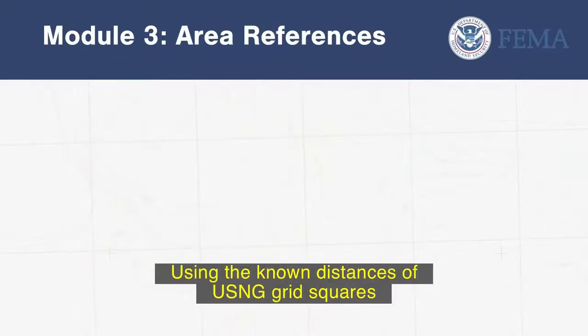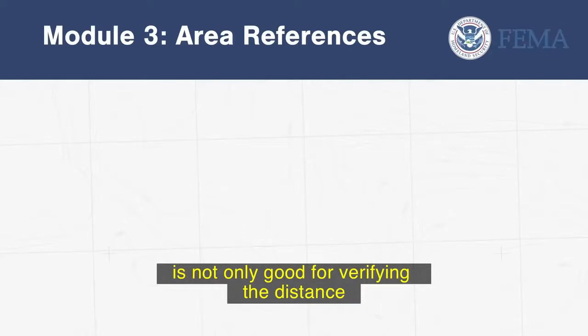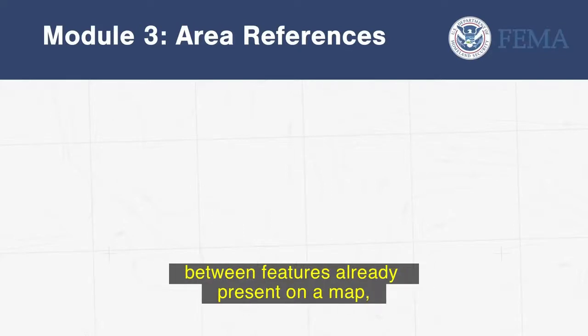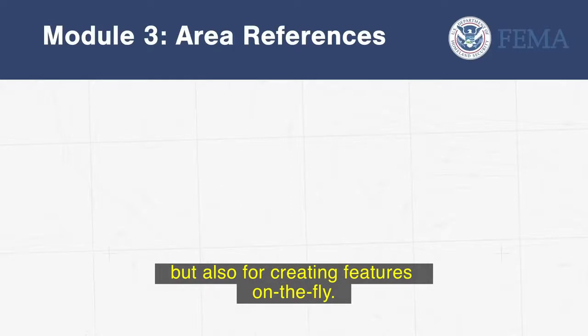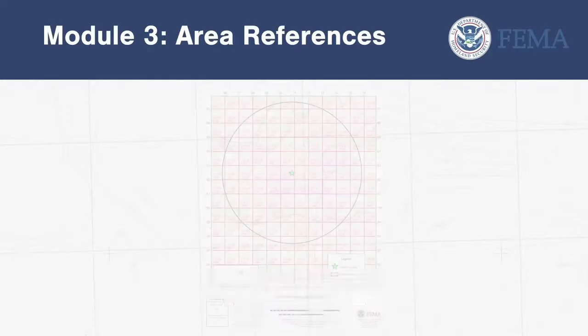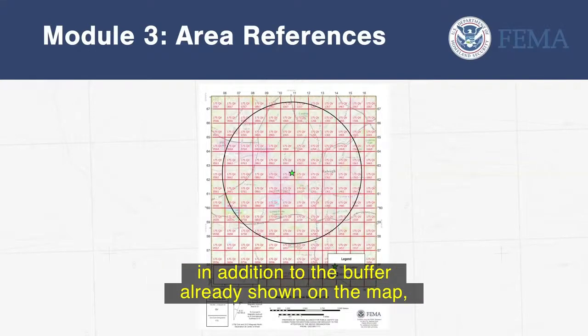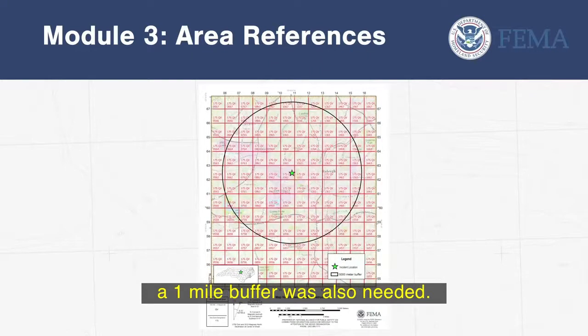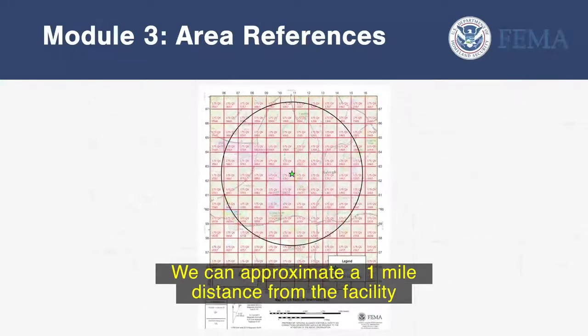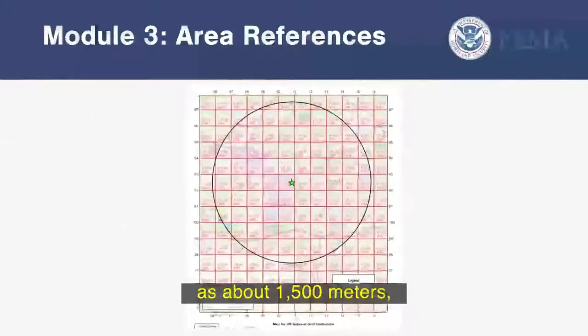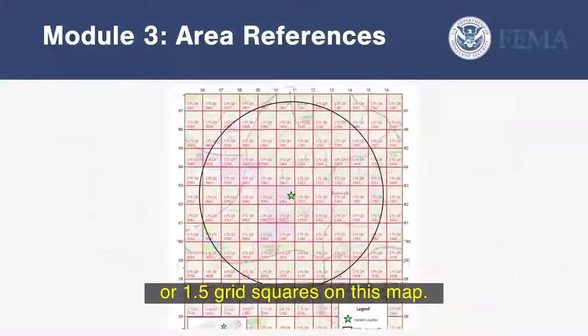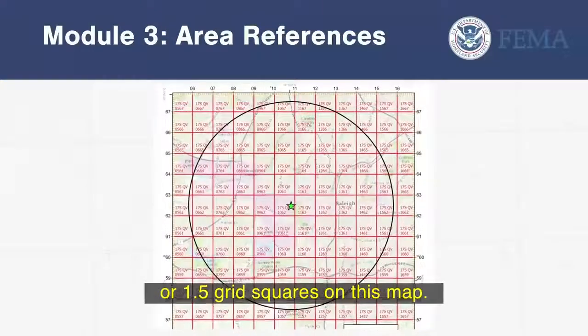Using the known distances of USNG grid squares is not only good for verifying the distance between features already present on the map, but also for creating features on the fly. For instance, suppose changing conditions in an incident demanded that in addition to the buffer already shown on the map, a 1-mile buffer was also needed. We can approximate a 1-mile distance from the facility as about 1,500 meters or 1.5 grid squares on this map.